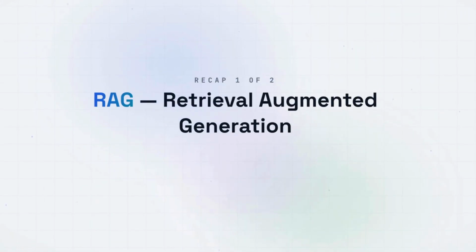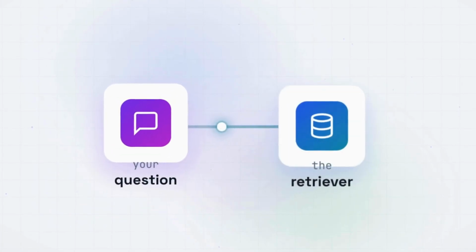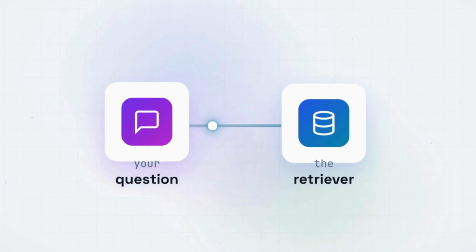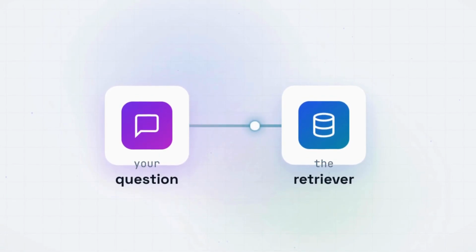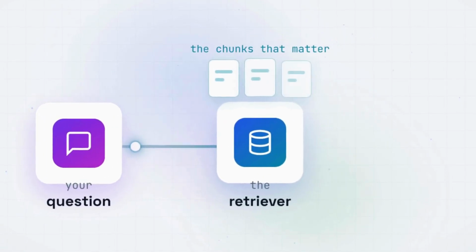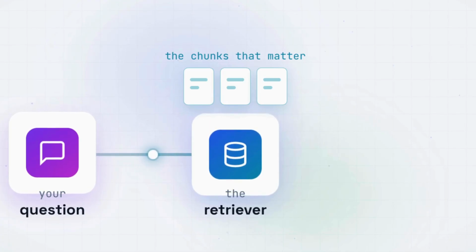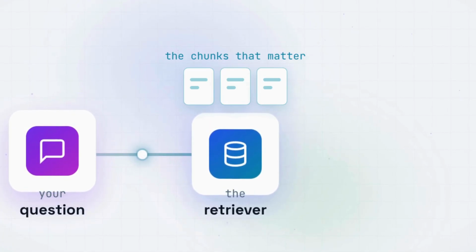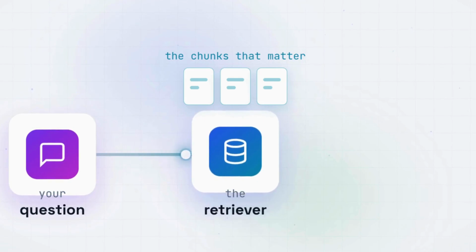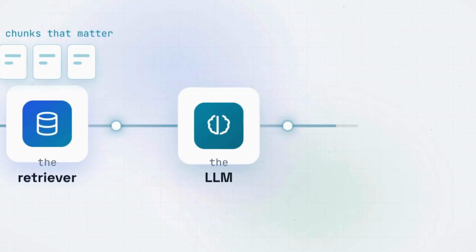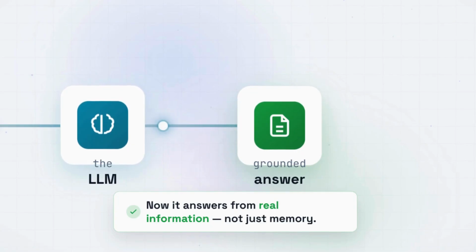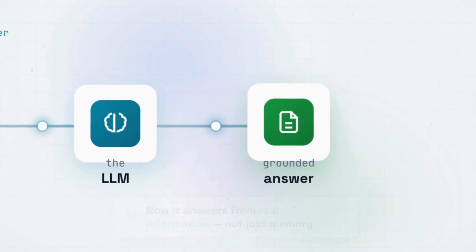All right, RAG, Retrieval Augmented Generation, sounds fancy, but the idea is really clean. It starts with your question. Instead of tossing that straight at a model and hoping it knows, you do something smarter first. You go look it up. A retriever digs through a knowledge base, your docs, your PDFs, your wiki, and pulls back the chunks that actually matter. Then you staple those onto your question, hand the whole bundle to the LLM, and now it's not guessing. It's answering from real information.